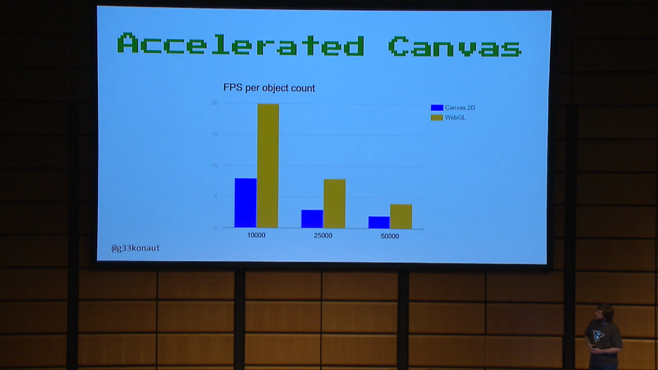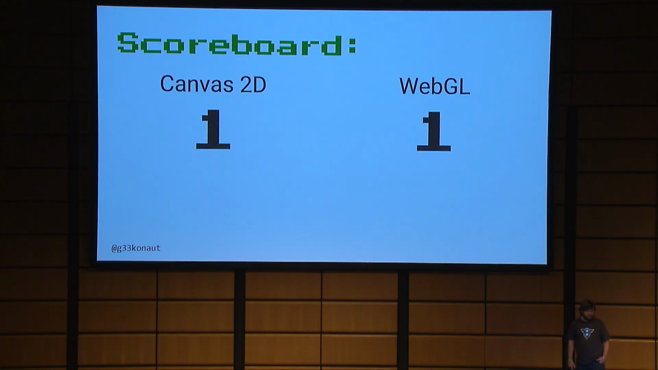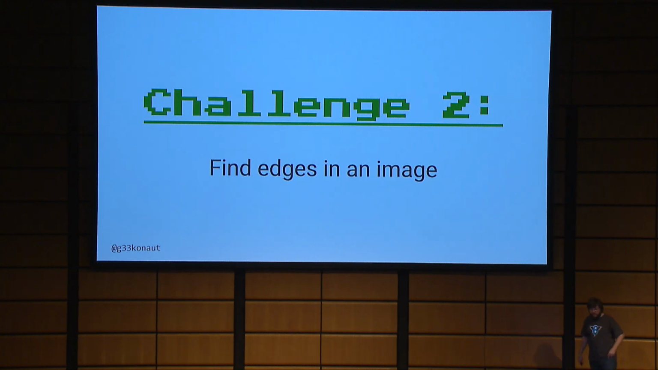So with 1,000 images, with the Canvas 2D accelerated, we still get like 15 frames per second, whereas WebGL goes down afterwards, but it's still doing relatively well. And I mean, I didn't optimize the shader because that would be unfair. Okay, so we have a draw. Let's have a look again.